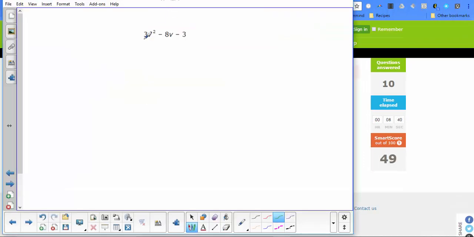The last problem we're going to do is 3v squared minus 8v minus 3. So 3 times negative 3 would be negative 9. So we need two numbers that multiply to negative 9 and combine to negative 8. That would be negative 9 and positive 1. So 3v squared minus 9v plus v minus 3. Group it.